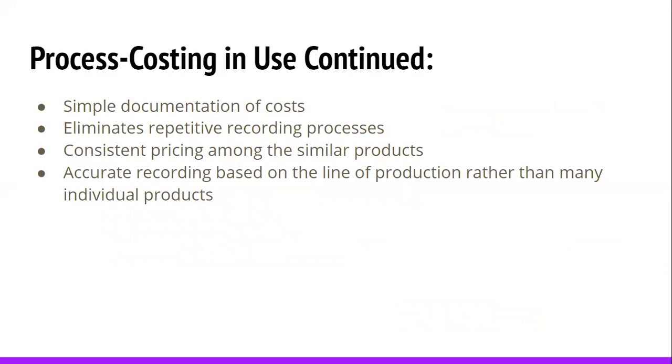And to look at it a bit deeper, we'll look at some of the benefits. So there's the simple documentation of the cost. It's very efficient, when we're creating a lot of different vehicles, to use process costing rather than job costing. Rather than trying to look at each individual little expense related to that vehicle, we can look at the overall expense. It saves us time, it saves us labor, and it makes it a lot easier. It eliminates the repetitive recording process, keeps consistent pricing among the similar products, and gives an accurate recording based on the line of production rather than many individual little products.